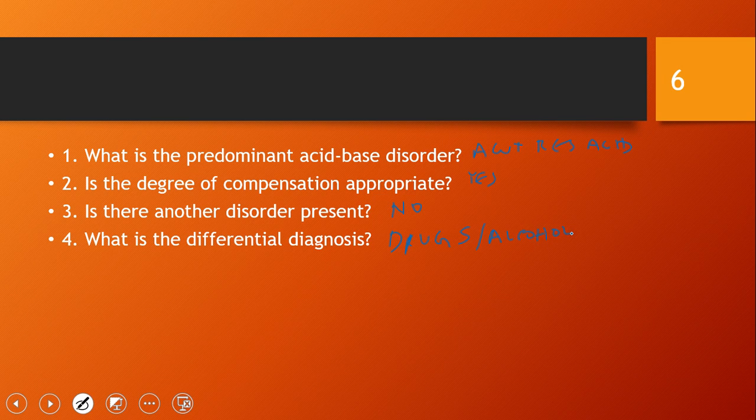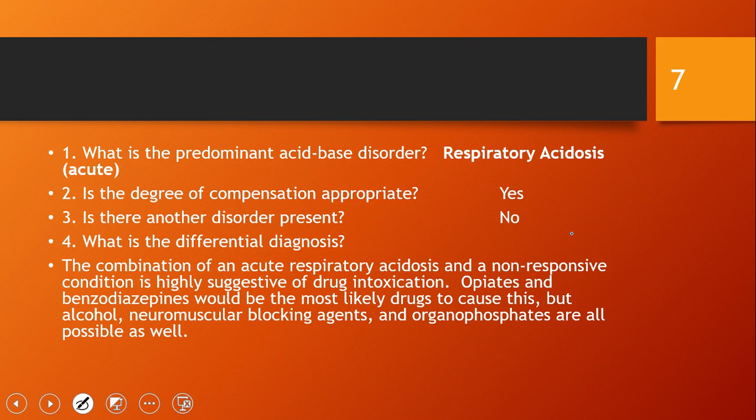Narcotics tend to slow your breathing down, which will make you respiratory acidotic. So let's see if I'm right. I could be totally off, but we'll learn from it either way. So respiratory acidosis, acute, we got that. Degree of compensation appropriate, we said yes. Is there another disorder present? We said no. The combination of acute respiratory acidosis and non-responsive conduction is highly suggestive of drug intoxication. So yeah, we got the right idea. This guy was doing drugs.